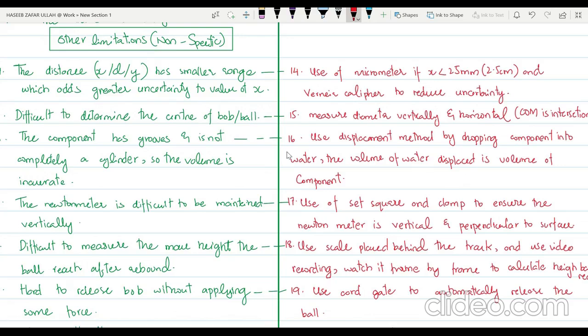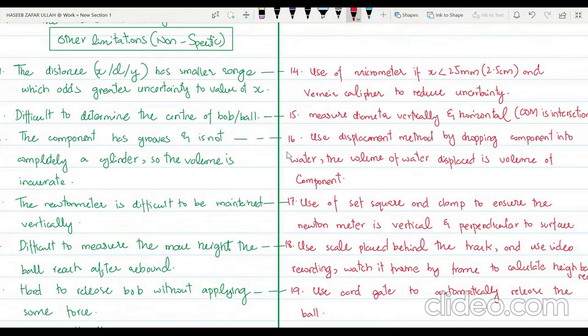So what we could do is use a scale placed behind the track on which the ball is dropped, and then use a video recording to record the ball as it rebounds and reaches the maximum height.